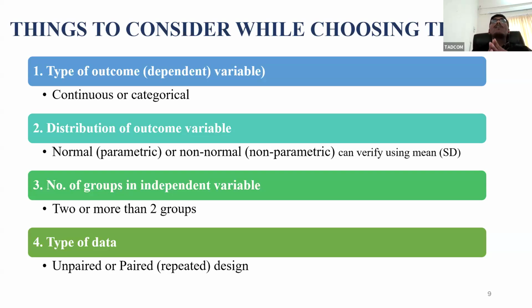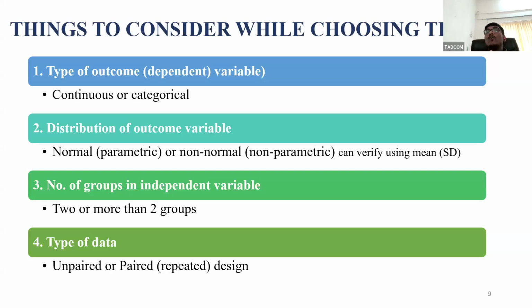Second thing is distribution. Here mainly we are worried about continuous variables only. If it is a continuous variable, we look into the distribution, whether it is normally distributed or not normally distributed, where we use tests for normality. Either the numerical tests, Shapiro-Wilk, KS test, or we can go with the histogram and QQ plot. So the second point is the distribution of our outcome variable.